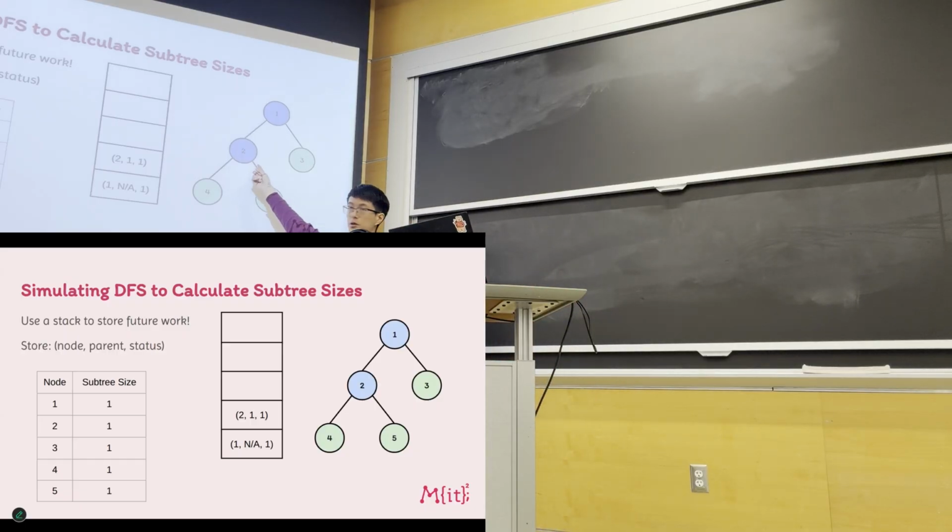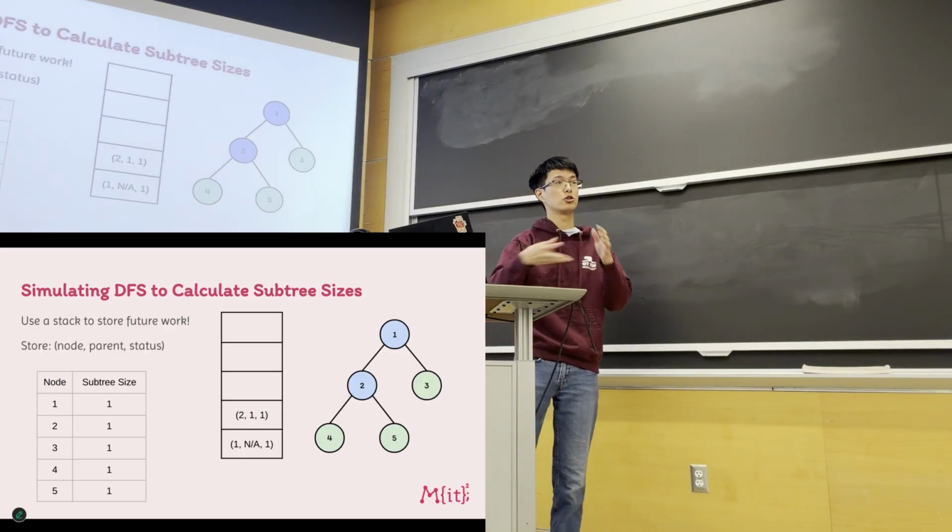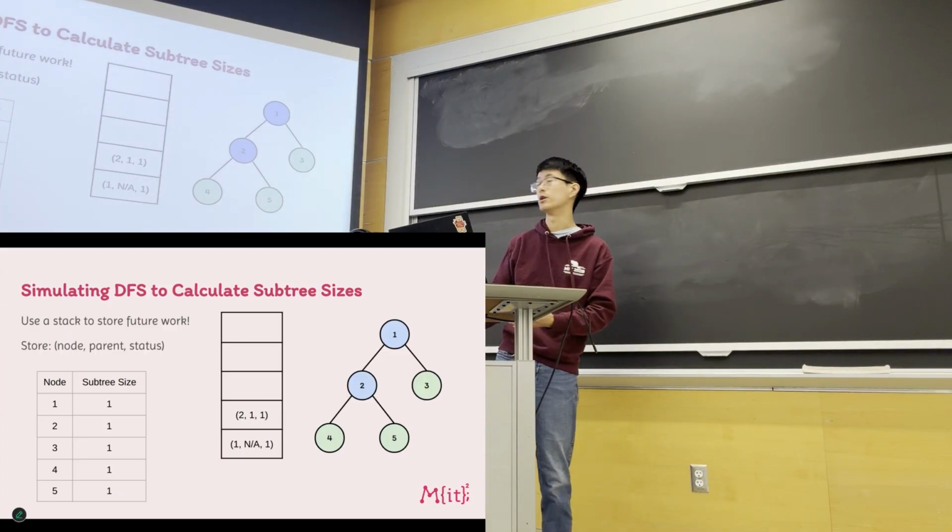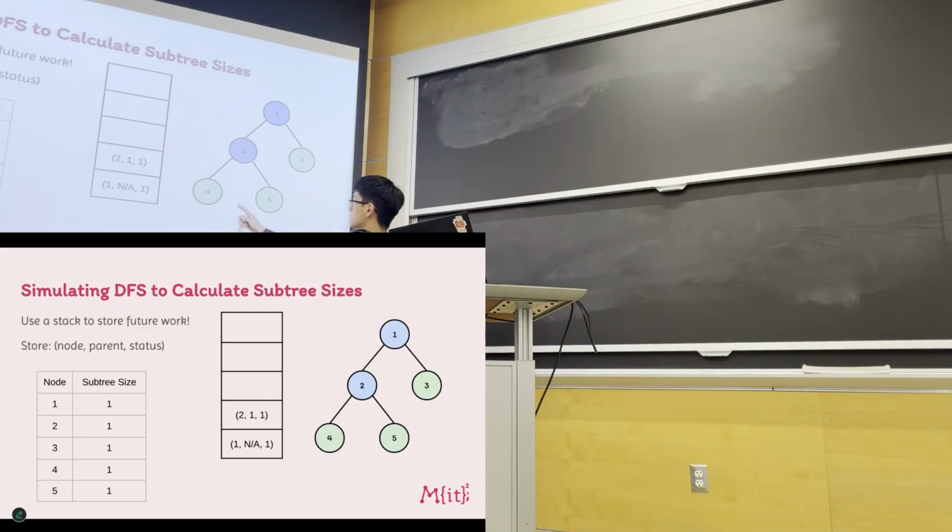We now take the top element of the stack, which is 2, with status 1. The status 1 means we've already initiated the children processing and the children have already finished. So what this means is that the subtree sizes of its children have already been updated. So we can now update node 2 with the subtree sizes of our children.